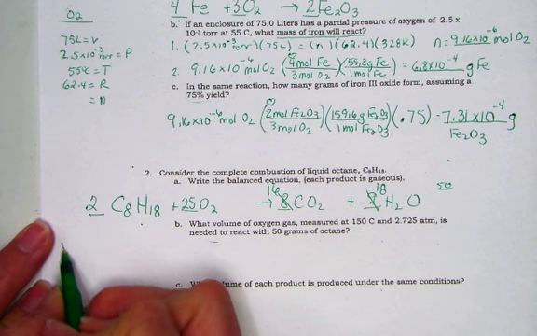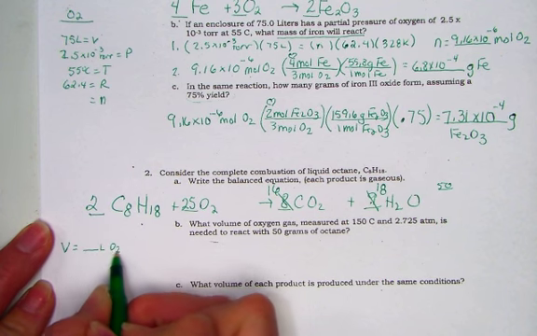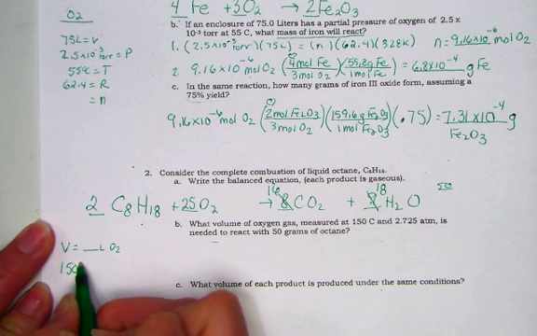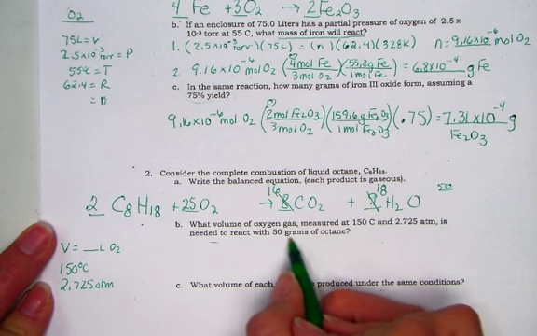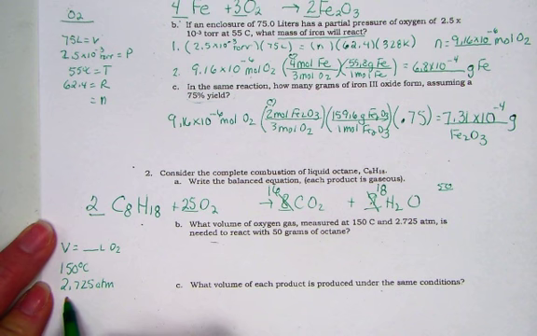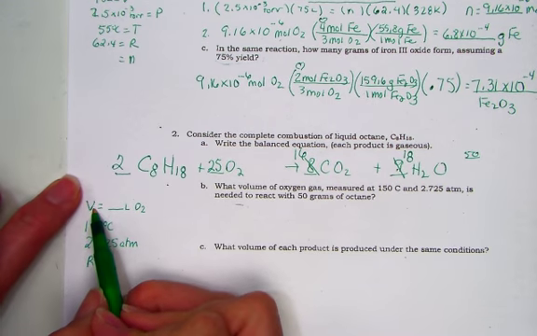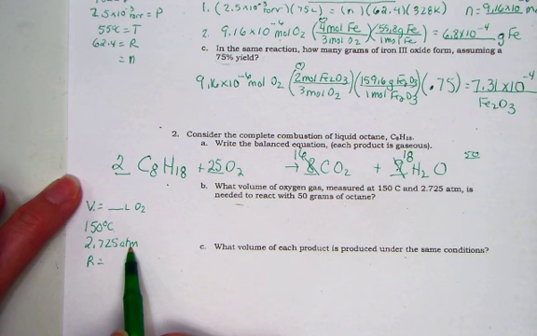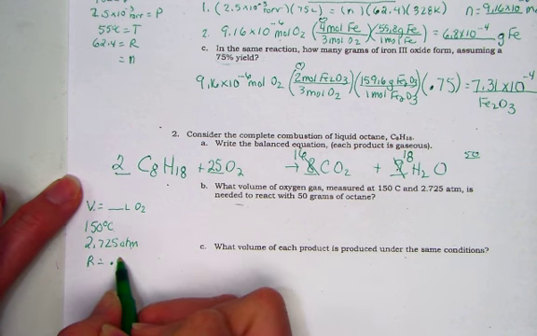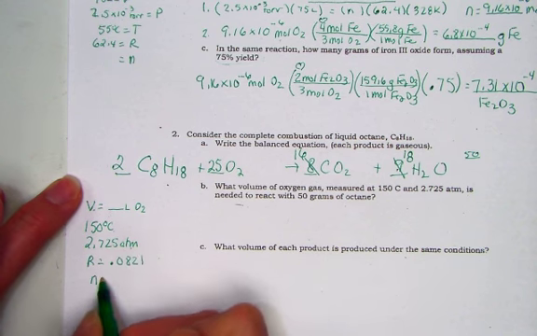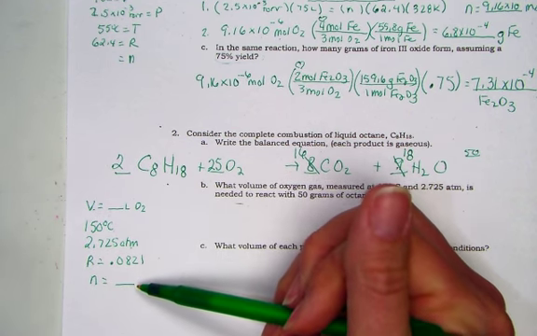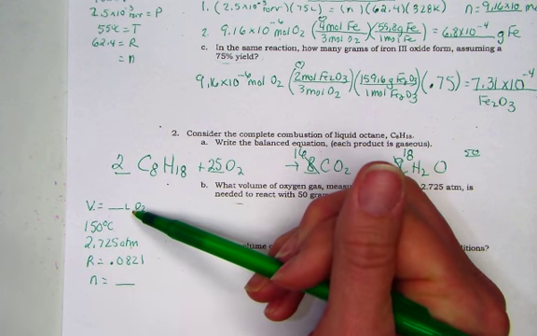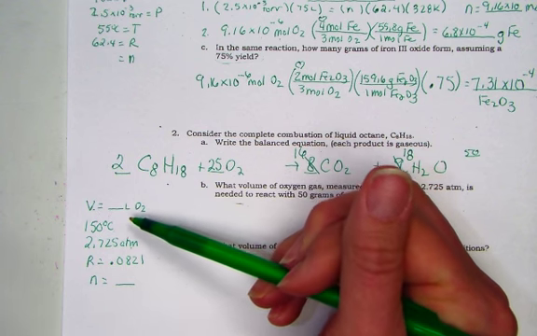The letter B says, what is the volume of oxygen gas measured at 150 degrees Celsius and 2.725 atmospheres when I need to react 50 grams of octane? Well, if we're looking for a volume, I know a temperature, I know a pressure, I can match the R constant, 0.0821, and I certainly don't know moles yet. There's too many variables left open in the PV=nRT equation. If I'm looking for a volume, that's my clue that says, don't do PV=nRT first.